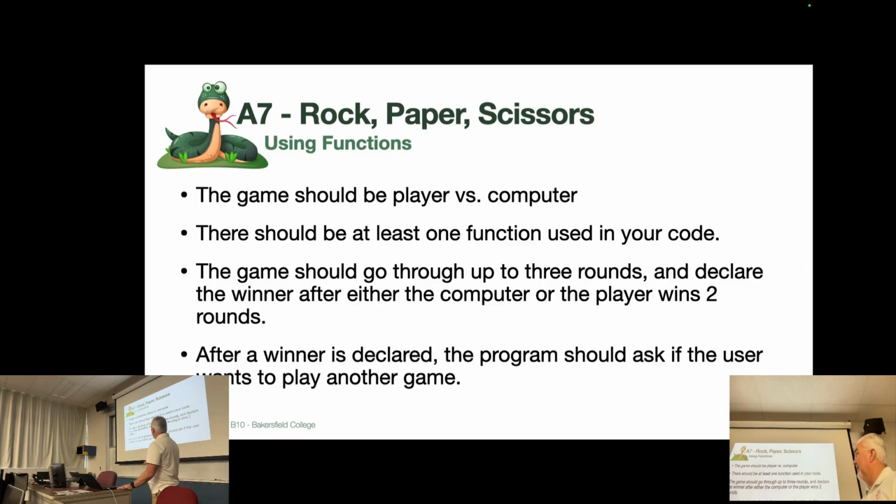So you need to use at least one function in your code. The game should go up to 3 rounds or more if there are ties, right? Because if both guess scissors, then nobody wins. And declare the winner, either the computer wins or the player wins, after somebody wins 2. So it'd be best of 3 wins. After a winner is declared, the program should ask if the user wants to play another game.